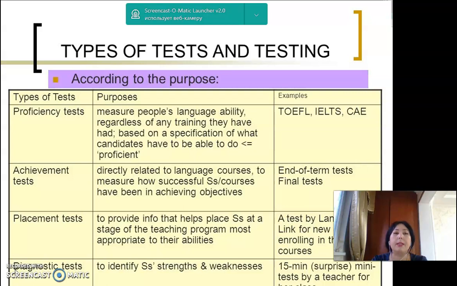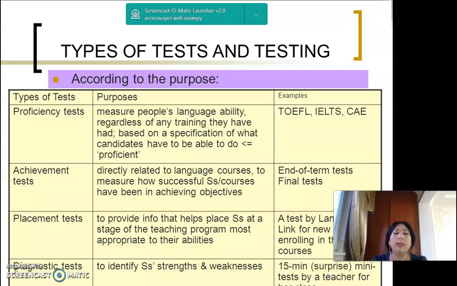The next is the placement test. The purpose of it is to provide information that helps place students at the stage of the teaching program most appropriate to their abilities. It can be a test by Language Link for new students enrolling in their courses, it may be an interview, and so on.